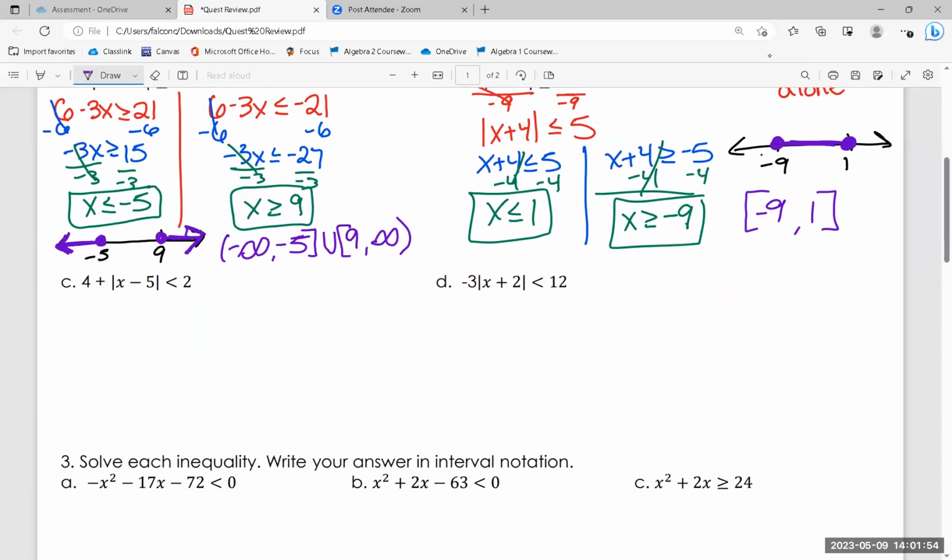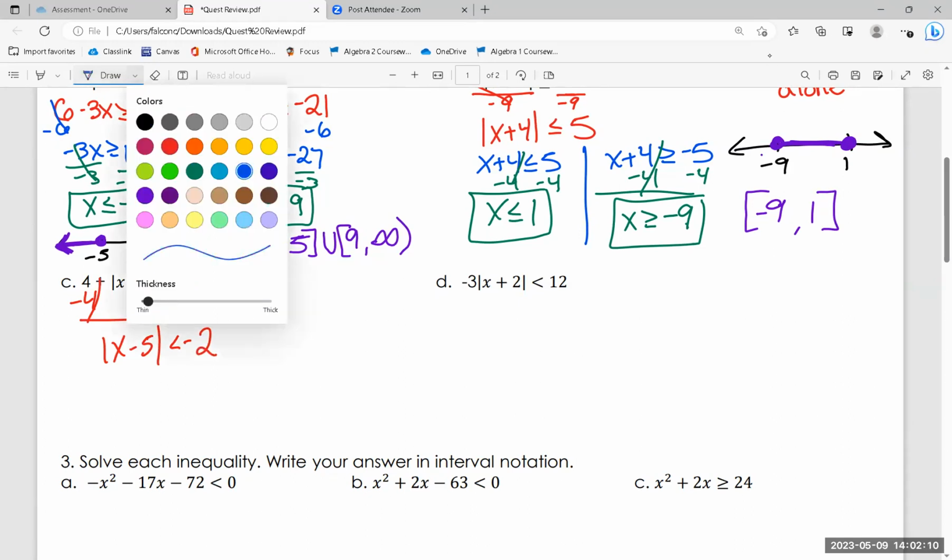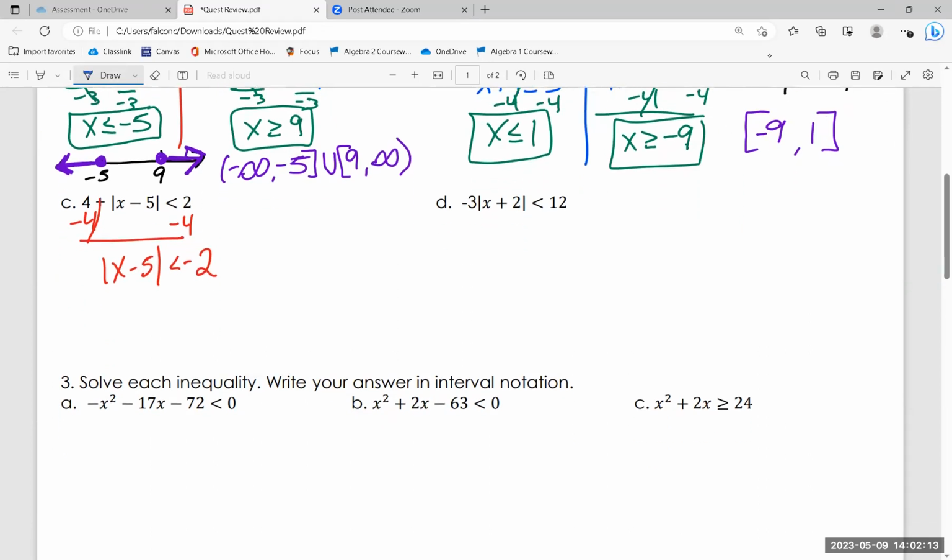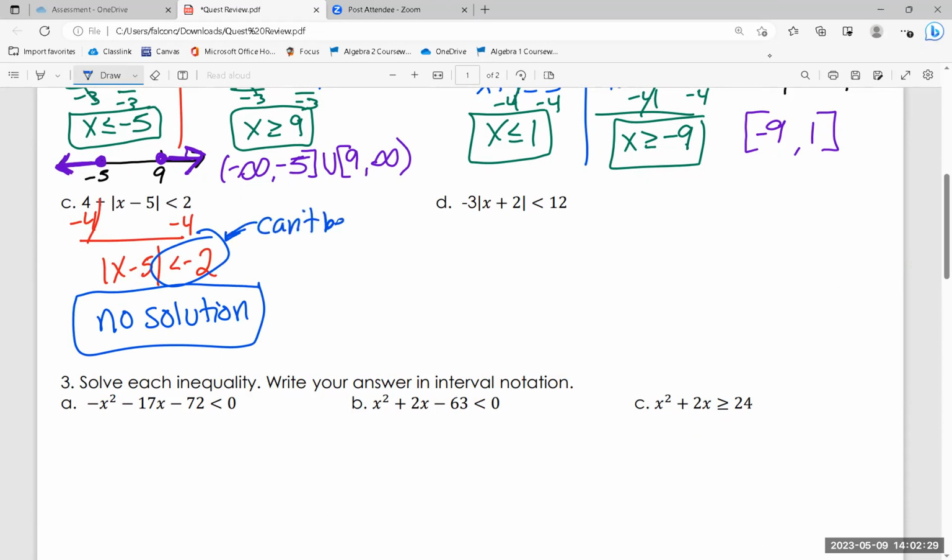All right, part C. So first things first, get your bars by themselves. So I need to get rid of this +4 in the front, so I'm going to subtract it. So x minus 5 less than -2. Now I noticed that once I got here, I am less than a negative number, which is impossible when we're talking about our absolute values. So in this case, this one would be no solution, right? Because with our absolute values, can't be less than a negative number.